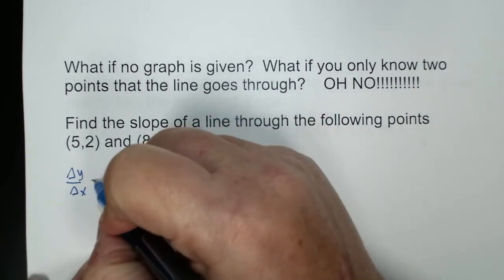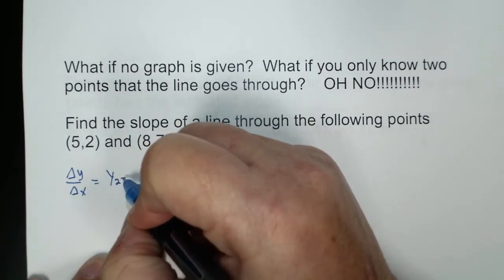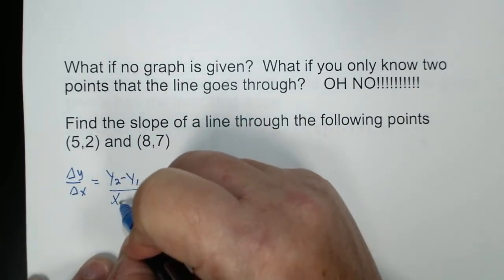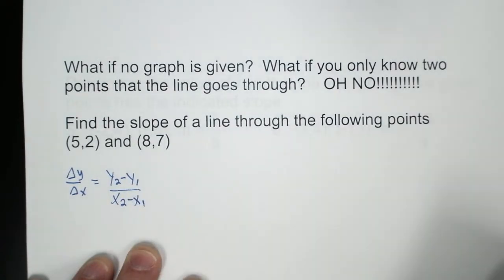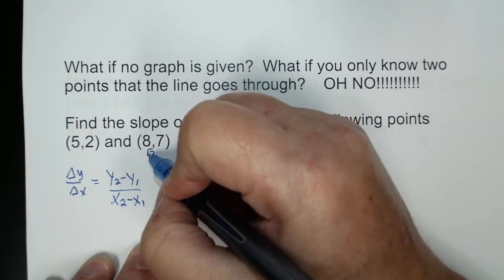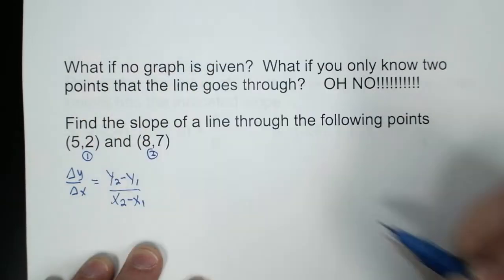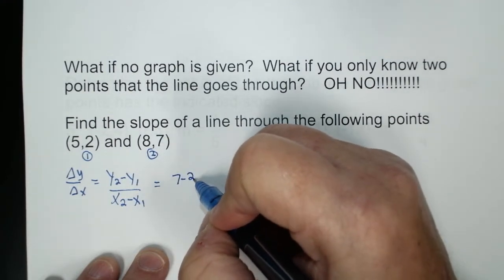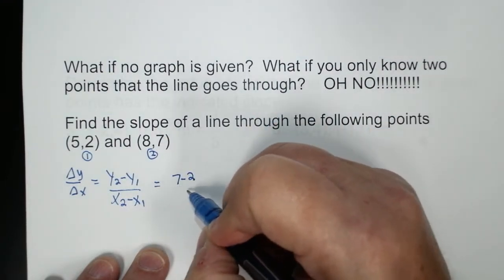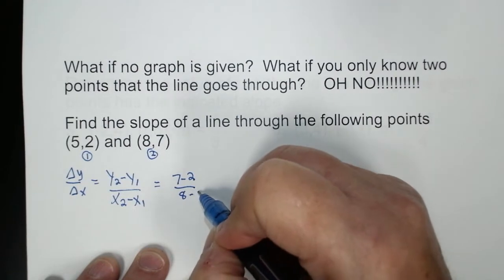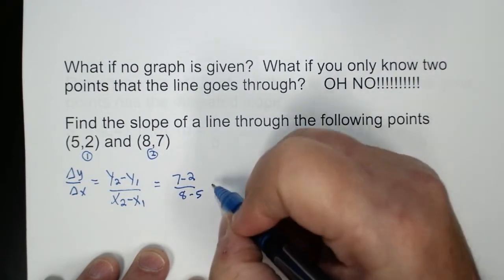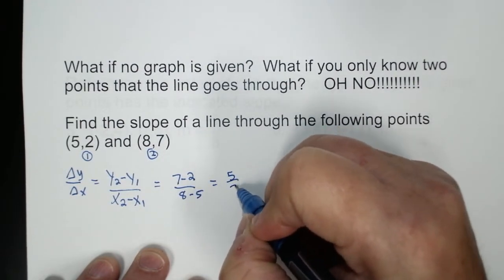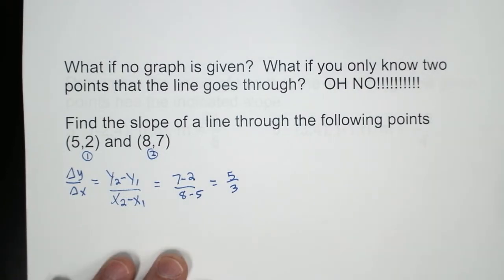The formula is y2 minus y1 over x2 minus x1. The 2 signify a second point. Those come from the first point. So this is 7 minus 2 over 8 minus 5, which is 5 over 3, and that's your slope.